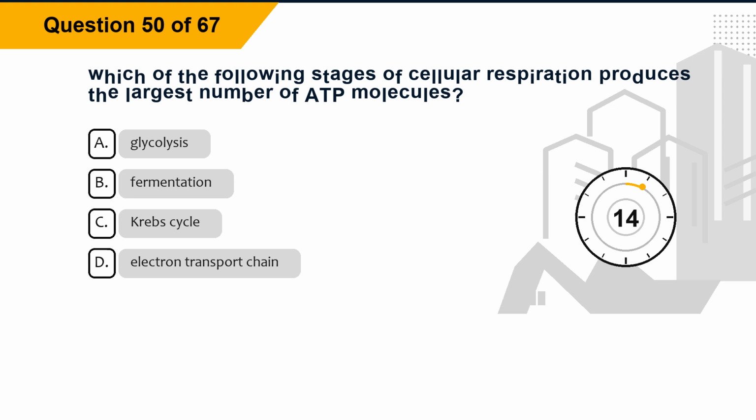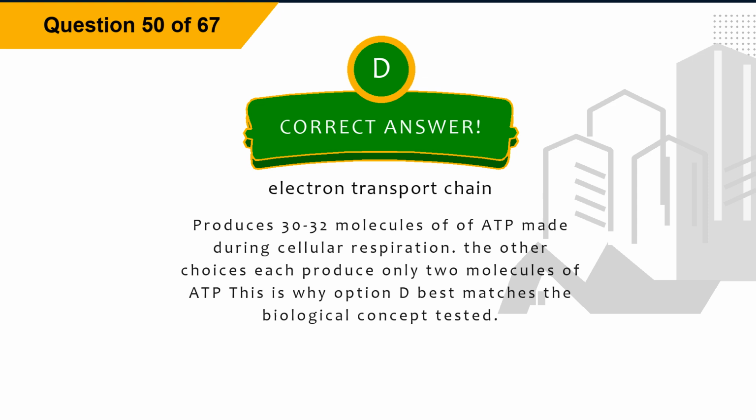Question 50. Which of the following stages of cellular respiration produces the largest number of ADP molecules? Option A, glycolysis. Option B, fermentation. Option C, Krebs cycle. Option D, electron transport chain. The correct answer is option D, electron transport chain.